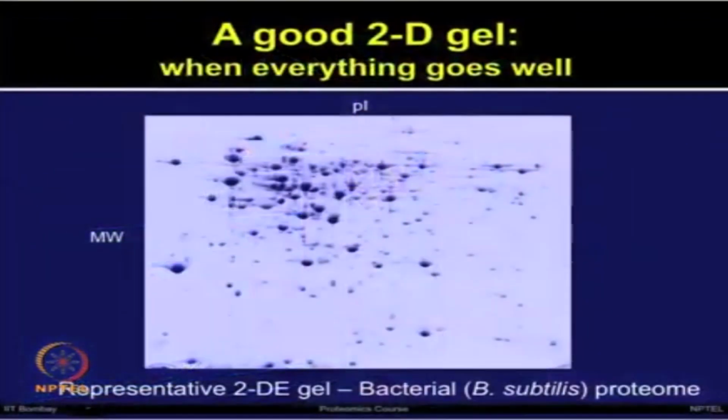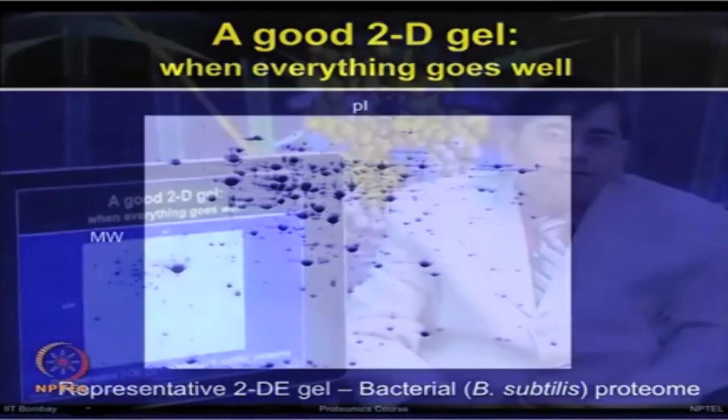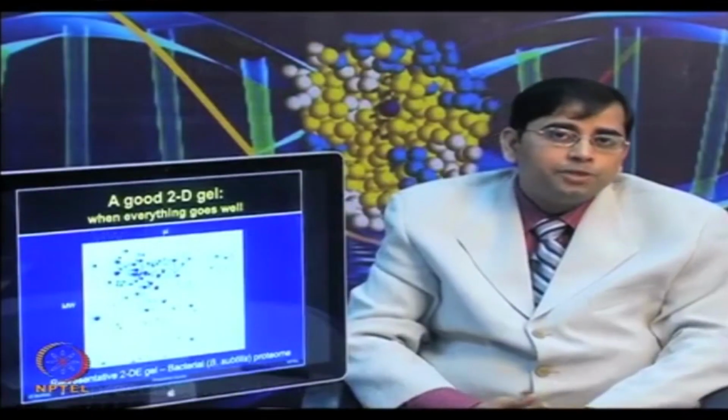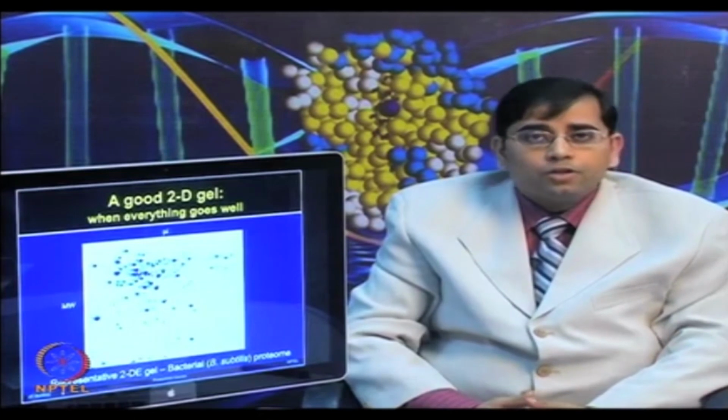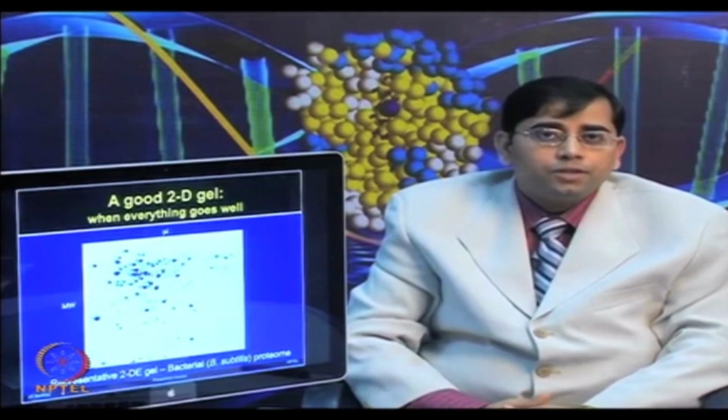Now, I am showing you another good gel obtained from a bacterial sample, B. subtilis, but often this is not the case. Many times there are different types of issues which could give rise to very bad images. These issues could be because of the sample preparation method, the reagents involved, isoelectric focusing and the different parameters involved, and finally, the different staining methods being used. So, let us talk about some of these issues step by step.